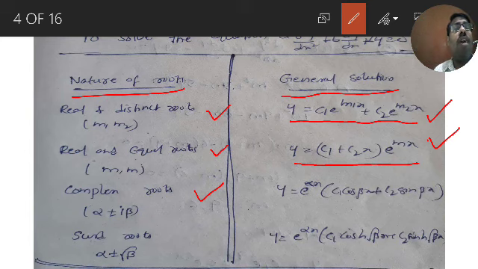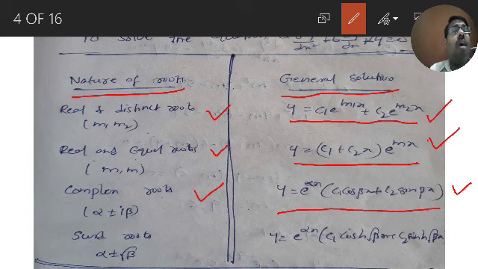So in case of complex roots, what is the general solution? The general solution is y is equal to e power of alpha x into c1 into cos beta x plus c2 into sin beta x. So this is the third case when the roots are complex. The general solution is y is equal to e power of alpha x into c1 cos beta x plus c2 into sin beta x.